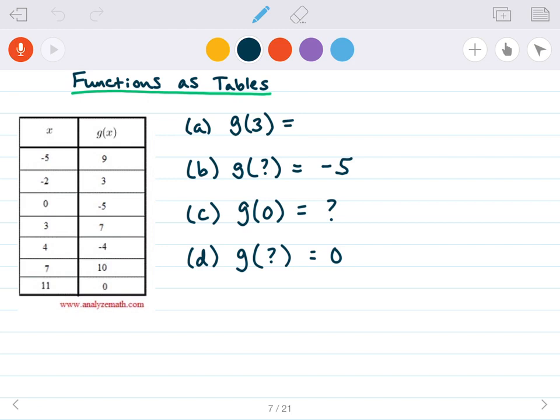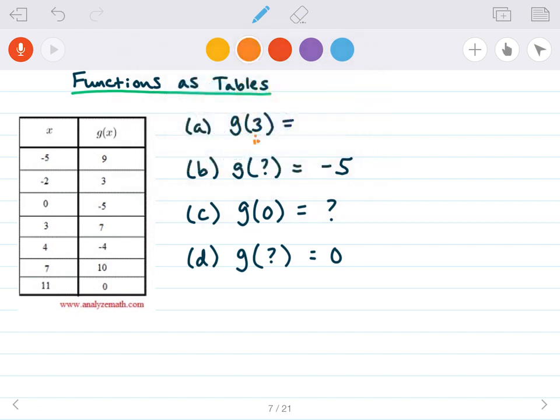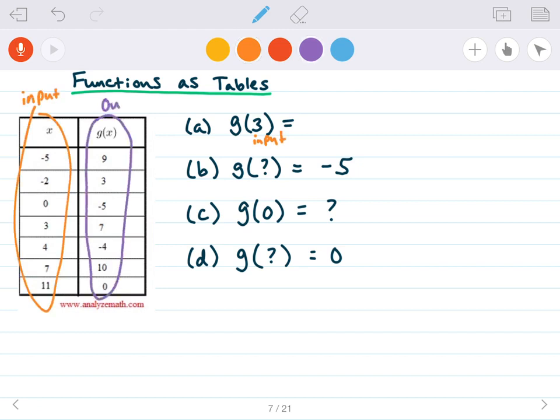So part A says, what is g of 3? So what are we given? We're given an input, so we need to look in the input column. That is my x column, and then my g of x on my right is going to be my output. So when the input is 3, what is its corresponding output? That's what part A is asking. And we can see right to the right, it's 7. So my answer is 7.